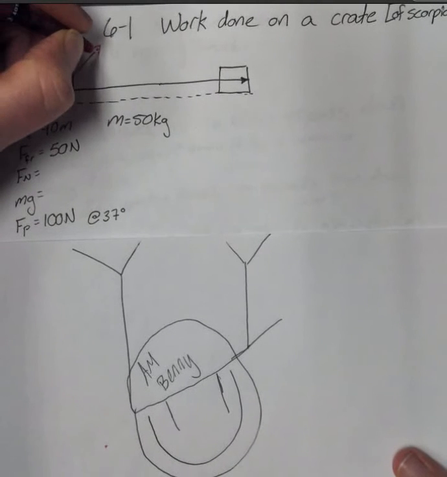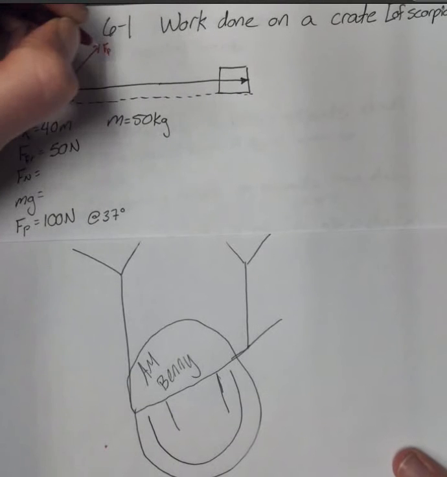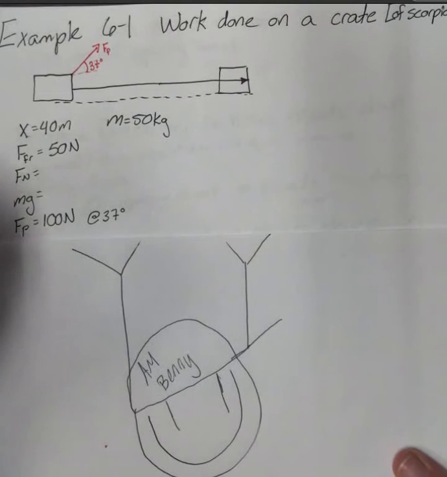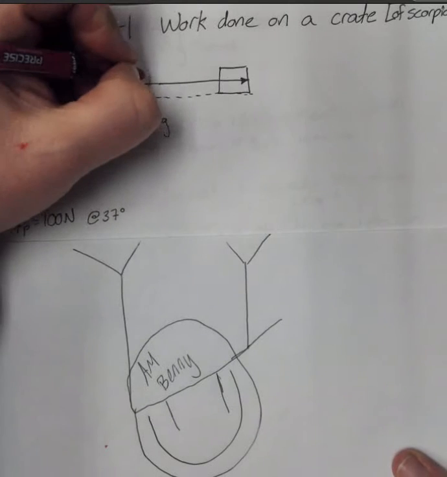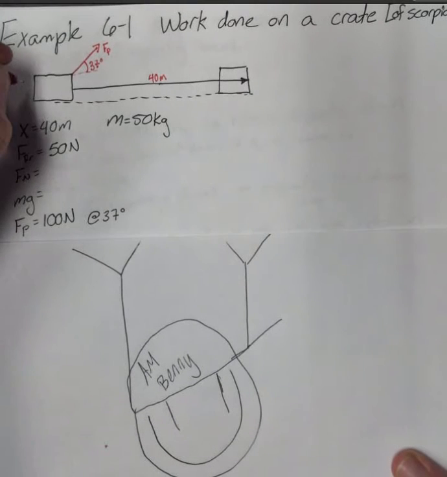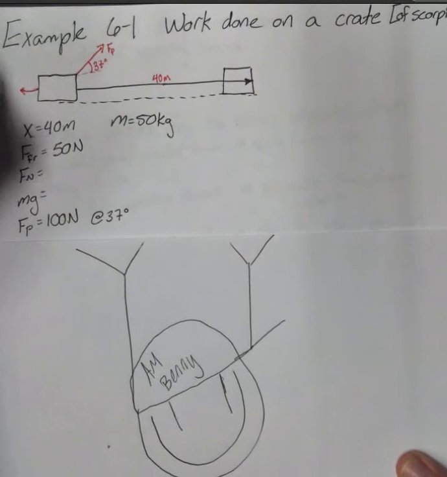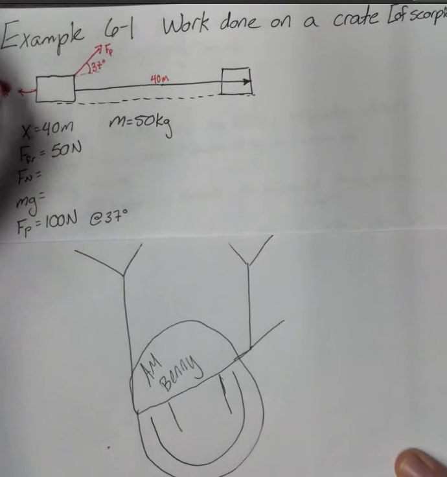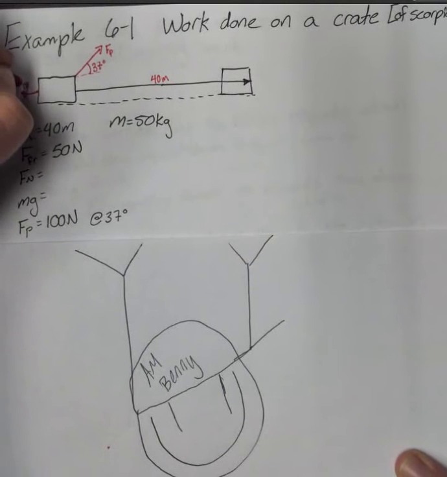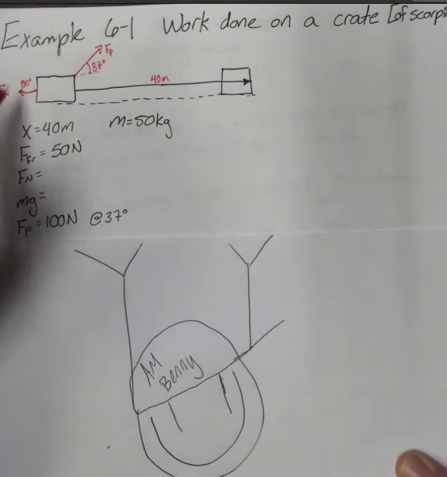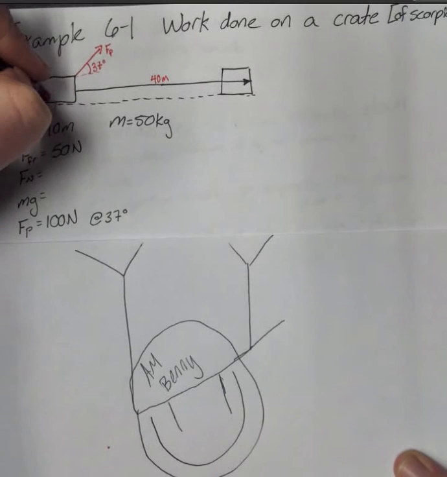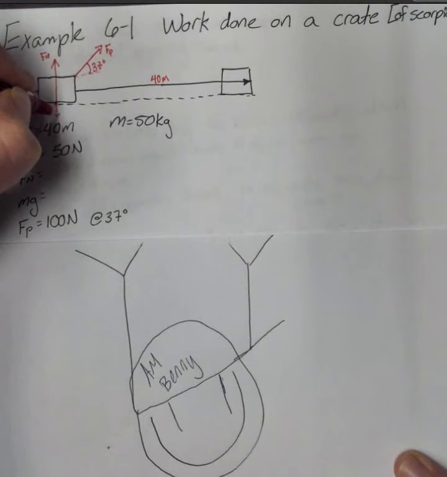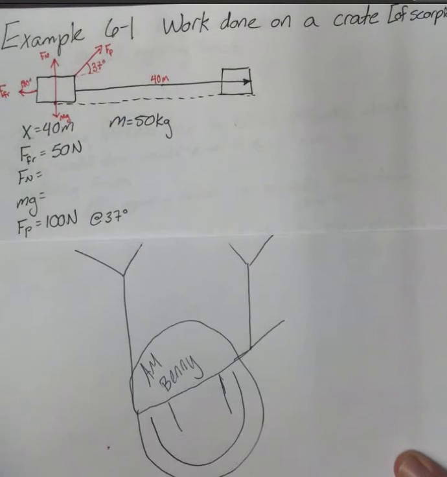According to this free body diagram, we have FP, which is 100 newtons, and that 100 newtons is separated by an angle of 37 degrees from the direction that the crate is being moved. That crate is being moved 40 meters. That crate is also experiencing the force of friction. If we want to set an angle compared to the direction of displacement, that would be a 180-degree angle away from the displacement. This crate is also, of course, experiencing the normal force, and mg.